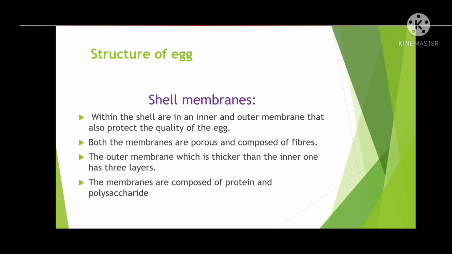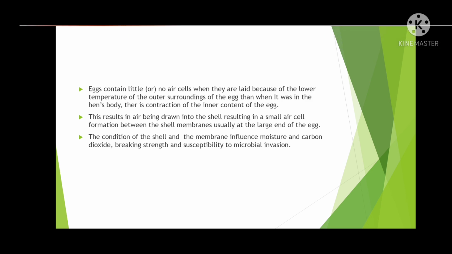Air replaces the carbon dioxide and moisture, and the air cell becomes larger. Although the air cell usually forms at the large end of the egg, as I showed in the picture before, it occasionally moves towards the uppermost point of the egg when it is rotated, and it is then called a free or floating air cell. It means the air cell moves from the large end of the egg to the other side, meaning it spreads throughout the egg.